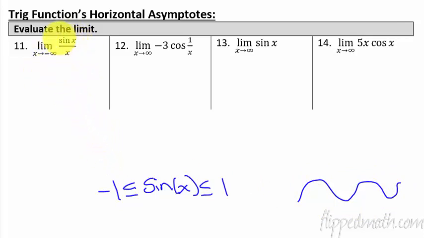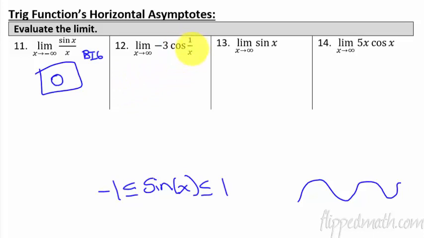So the top number here is always going to be fairly small, between -1 and 1. This number is going to get really, really big in the negative direction. So if you have a really big number on bottom, and then just a number on top that's in between -1 and 1, well, that's getting real close to 0. That's what's happening for this. Okay, so it's approaching 0.